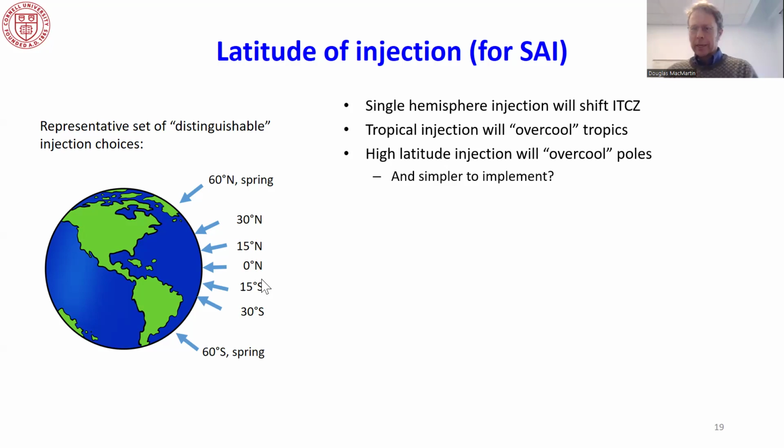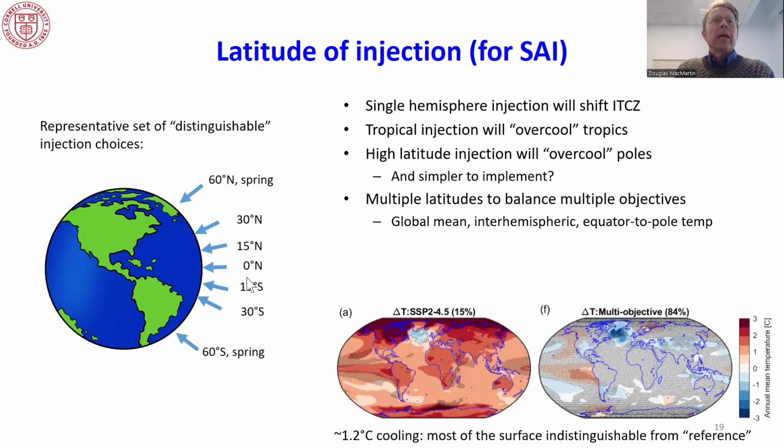Somebody will probably call me and ask me what they should do, and I would probably say, go shut that activity down. They shouldn't be doing that right now. And then, instead of just putting things in at one latitude, you can put them in at multiple different latitudes, and you can use that to try to balance various different objectives.